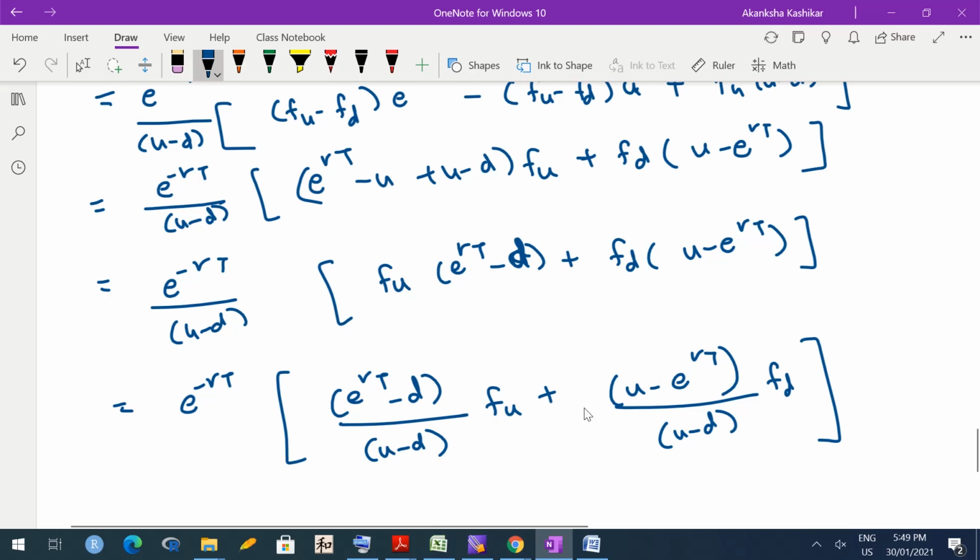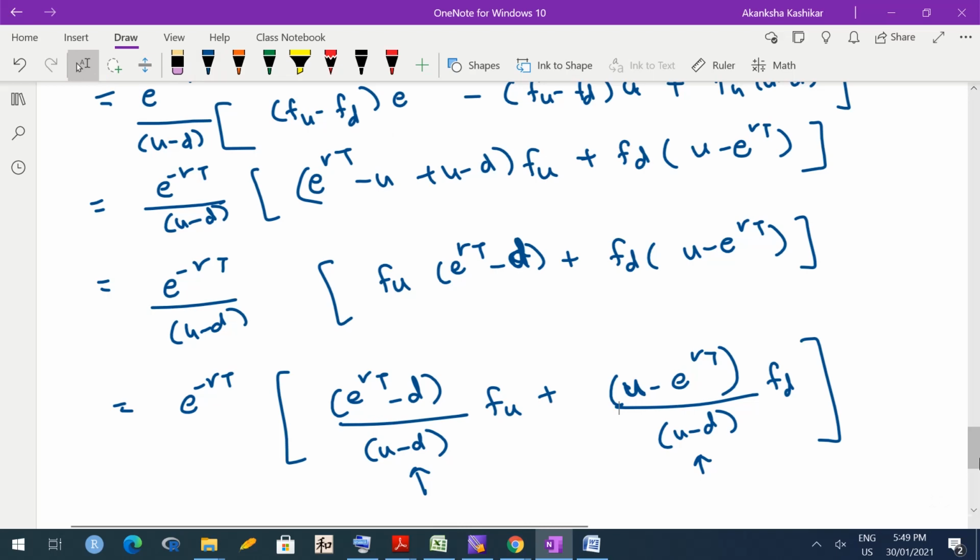Okay, now a couple of questions. First of all, these two quantities, can I say something about them? Are they positive? Are they between 0 and 1? u minus d is definitely positive because u is greater than 1, d is smaller than 1. e raised to rT is greater than 1, so e raised to rT minus d is also definitely positive because d is smaller than 1. The only question remains, what about u minus e raised to rT?